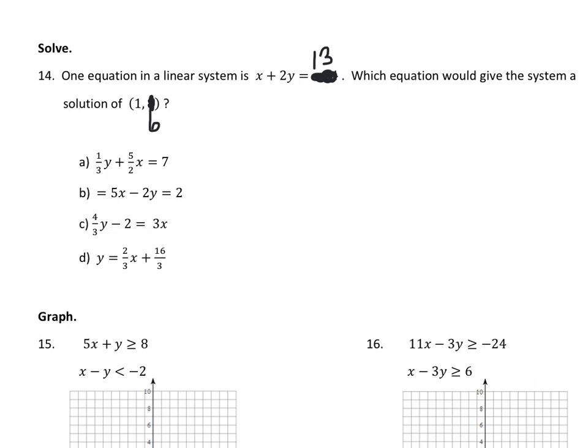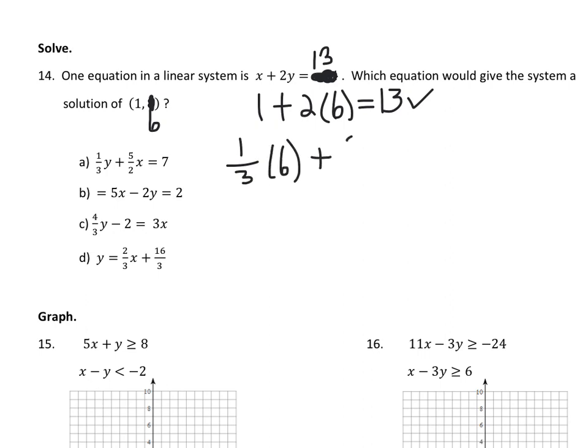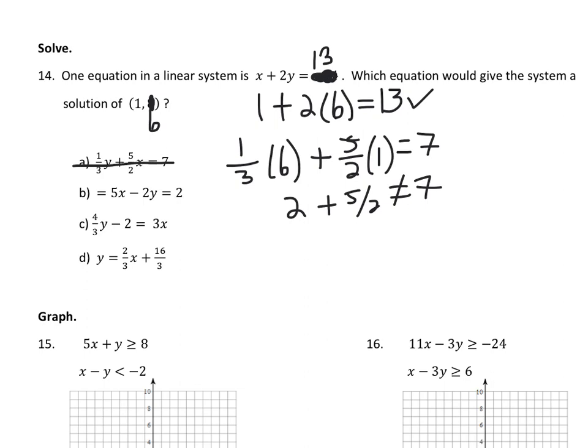All right, so let's just double check this and make sure it works. 1 plus 2 times 6, which is 12, that equals 13. That checks. Now we want to see if this point works in one of these other equations that we have, so we just plug it in. So 1/3 times 6 plus 5/2 times 1 equals 7. Well, 1/3 times 6 is 2, and 5/2 is 2 1/2. That does not equal 7. So we're going to say nope for A.